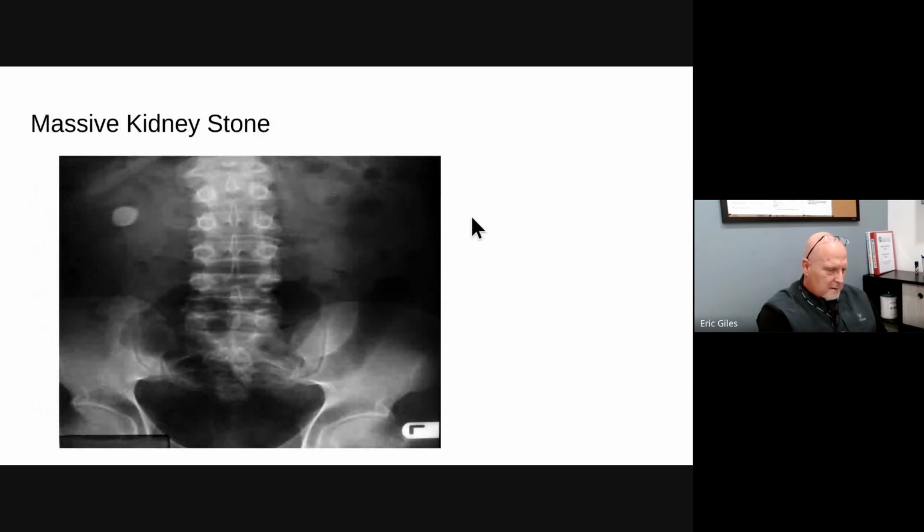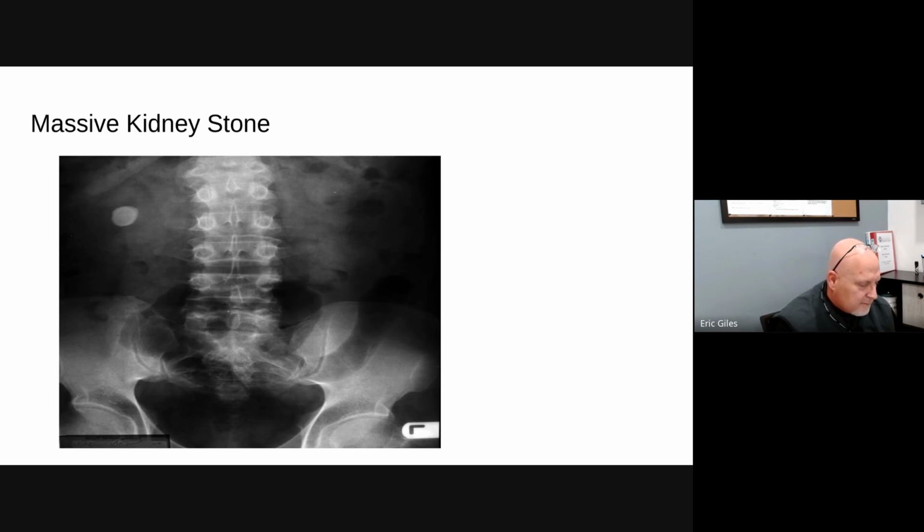So, massive kidney stone. That's one of the biggest ones I've seen. I've seen a lot of big kidney stones, but this is a big one. If you look close, you can see the outline of the kidney a little bit right there. And that person is not going to pass that stone. That's way too big to get through a ureter.